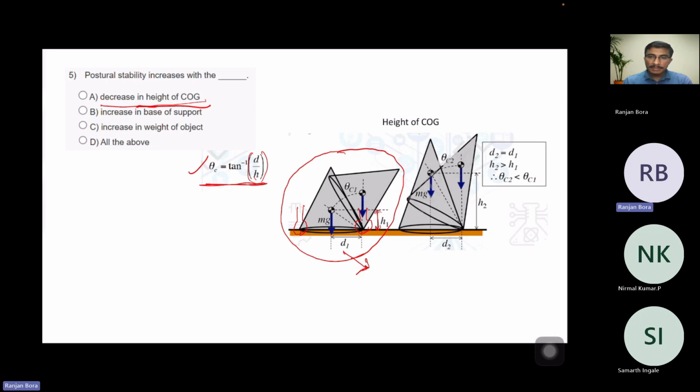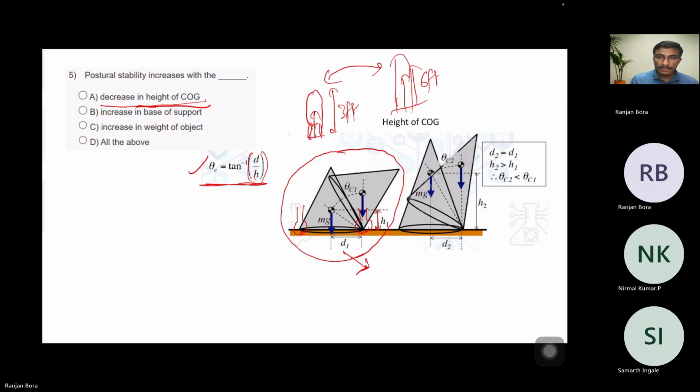If the height of the subject increases, let's say there is a person with 3 feet height, and there is a person with 6 feet height. So for this 6 feet height, the height of the COG will be more compared to this person of 3 feet. So this is the comparison between these two.